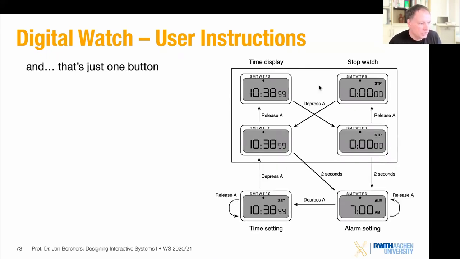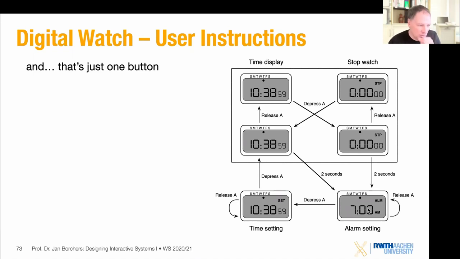The whole top thing here is the normal mode where I'm not setting anything on it. And I've now specified that when I'm in time display mode, and I press the A button once and hold it down, the moment I push it down, I immediately want to see the stopwatch. If I then release, I want to still see the stopwatch. If, however, I hold it and 2 seconds expire while I'm depressing A, I want to move from the stopwatch to the alarm setting.